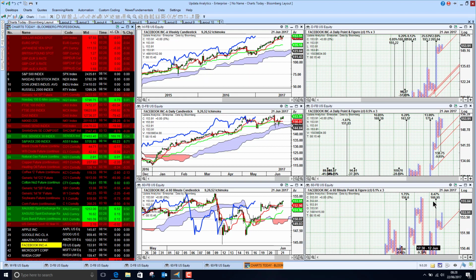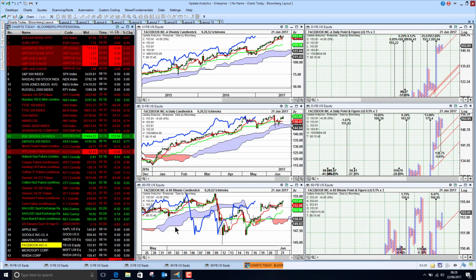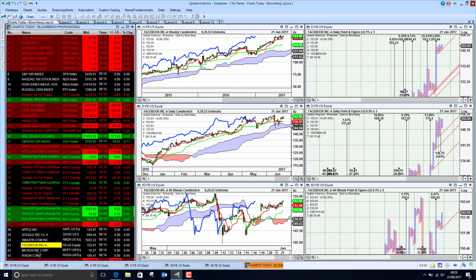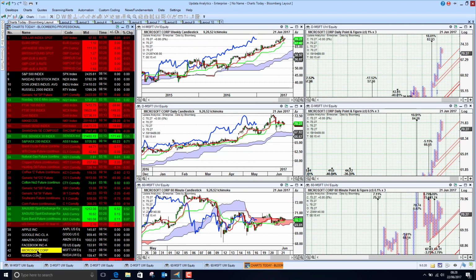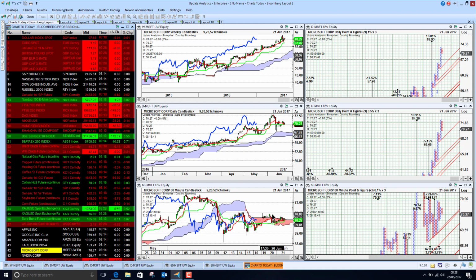Upside target short term here of 8.5% and lots of medium-term targets. Holder of Facebook shares, I probably should declare that. And I also hold Microsoft, which is not looking quite as good, not back through the cloud, but still in bullish trends.